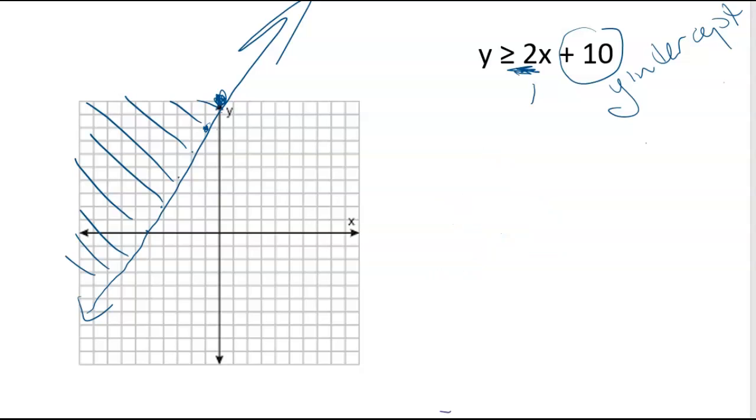So I'm going to go to 0, 0 because that's the easiest. 0, 0 should not be a solution, correct? Because it is not in the shaded part. So if I go 0 is greater than or equal to 2 times 0 plus 10. Well, 2 times 0 is 0, right? So that means I have 0 is greater than or equal to 10. And that's not true, is it? 0 is not greater than 10. And this is not part of my solution. That means I shaded the right side. It's all good.